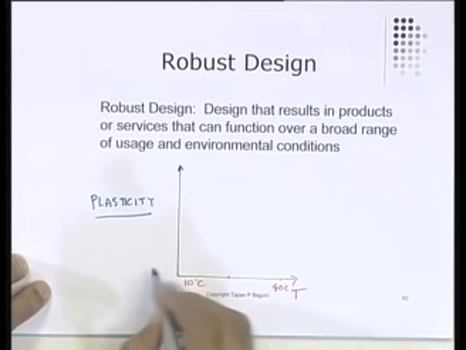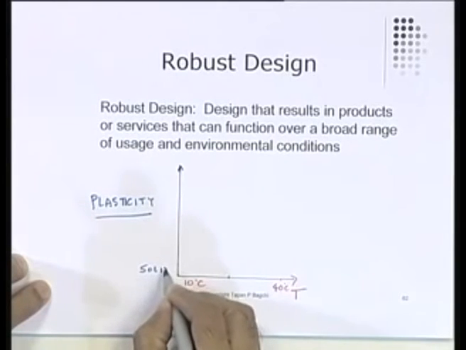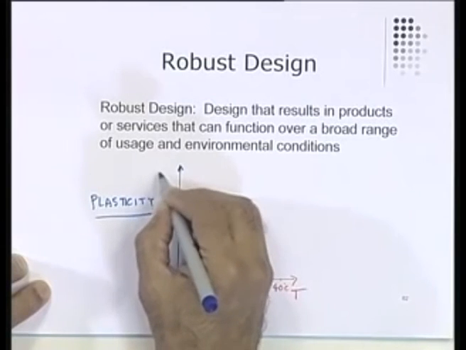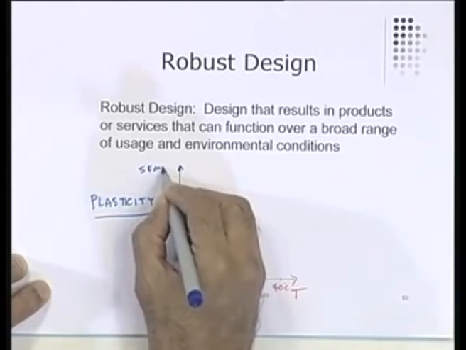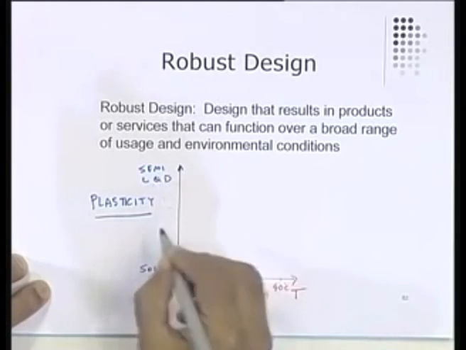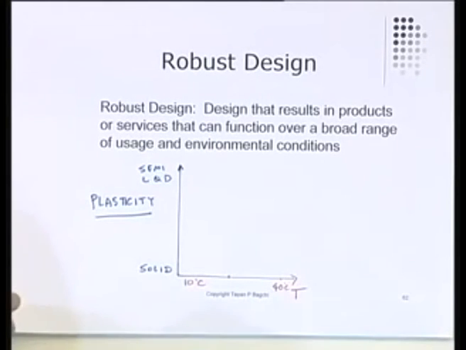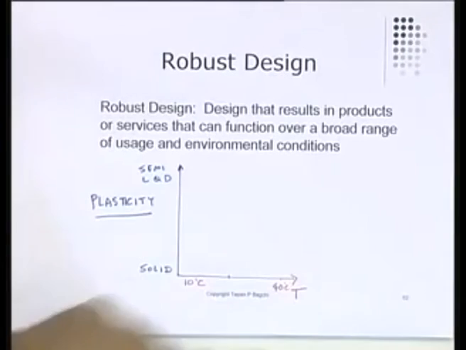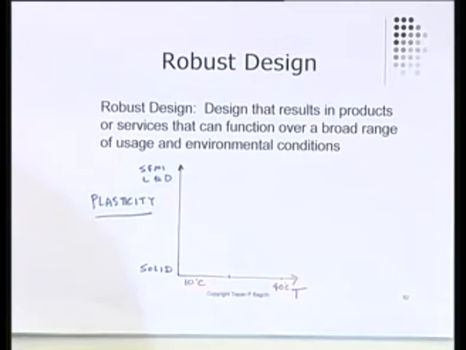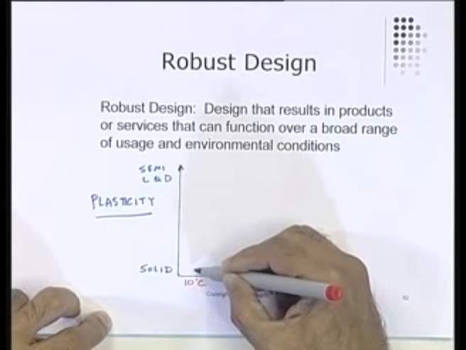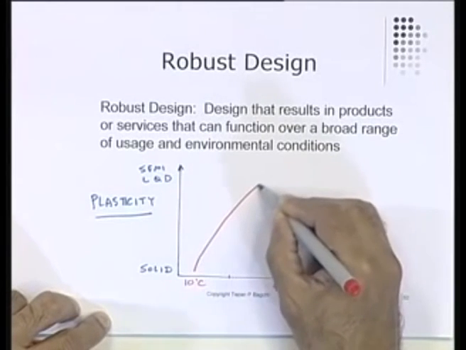So around here it is pretty solid, and around here it's going to be almost liquid, semi-liquid. That is the status of plasticity for chocolate. Now what happens to a normal bar, like Cadbury Dairy Milk? If I subject this bar to some experiment and look at its condition, gradually it's going to melt, gradually it's going to bend and so on. Plasticity is going to rise. It's going to go like this.